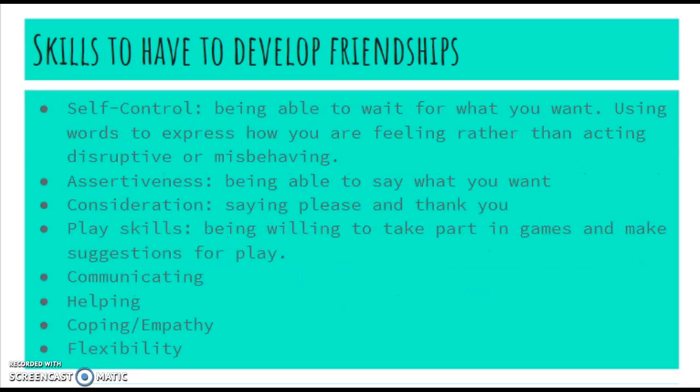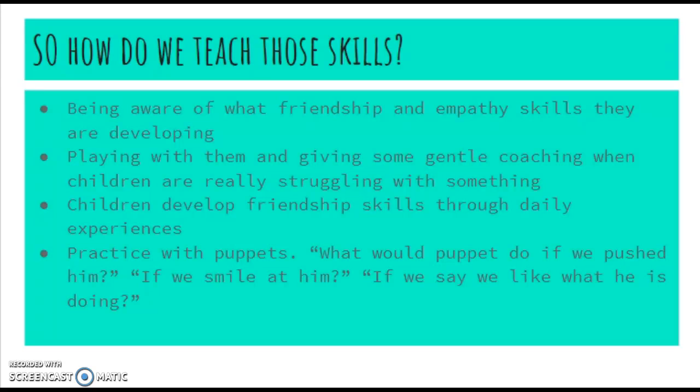So, here's some other things that a child will need to have good relationships with friends. Self-control, being able to wait for what you want, using words to express how you're feeling rather than acting disruptive, throwing a fit. Assertiveness, consideration, play skills, communicating, helping, coping, empathy, and flexibility. So how do we teach those skills?